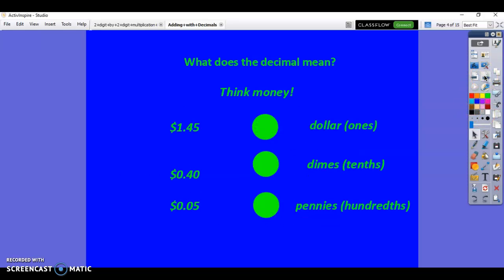What does it mean? Well, think about money. If we have $1.45, we have $1, which is your ones place. Your 4 is for dimes, which equals 40 cents. And then your pennies are your hundredths. So we think about, where do we see decimals? Well, a lot of times my mind goes to money.